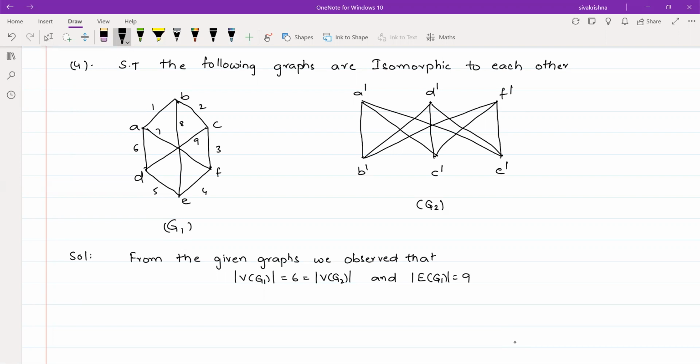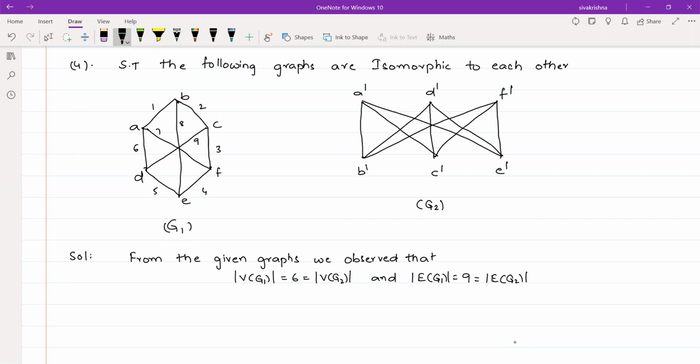Also in graph 2 we are having a total of 9 edges. From vertex A dash we are having 3 edges, from vertex D dash we are having 3 edges, and also from vertex F dash we are having 3 edges. So a total of 9 edges are there in graph 2, that is equal to order of E of G2. So what I have checked is in both the graphs we are having the same number of vertices and the same number of edges. After that we have to check the same degree sequence condition.